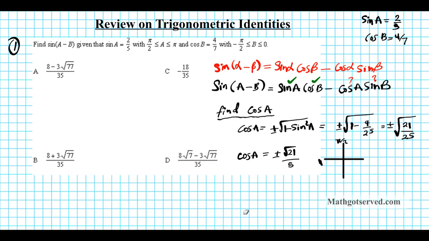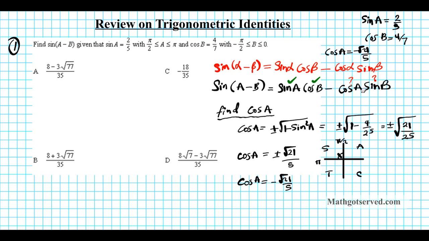And then we're going to see how we can determine the sign. So this is the angle under consideration here. And we remember that All Students Take Calculus. This S means that only sine and its reciprocal cosecant are positive in this quadrant. So cosine is neither of them, so it's going to be negative. So we can conclude that cosine A is negative root 21 over 5. Let's put that up here: cosine A equals negative root 21 over 5.